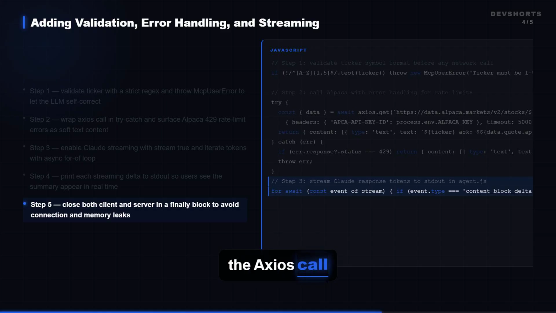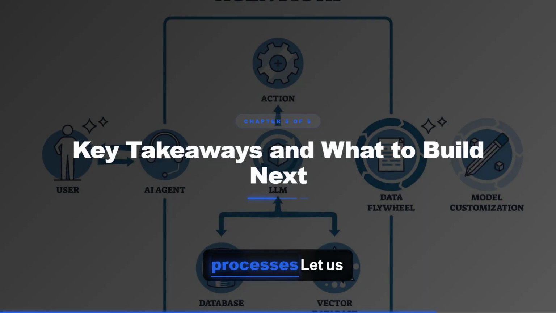Wrap the Axios call in a try-catch. On a 429 status code, return a soft error message inside the content array so the agent can tell the user to wait and retry. For the agent loop, enable streaming on the Claude call by setting stream to true and using an async for-of loop over the response. This means the user sees tokens appear in real time instead of waiting for the full summary. Finally, add a finally block that always calls client.close and server.close to prevent resource leaks in long-running processes.